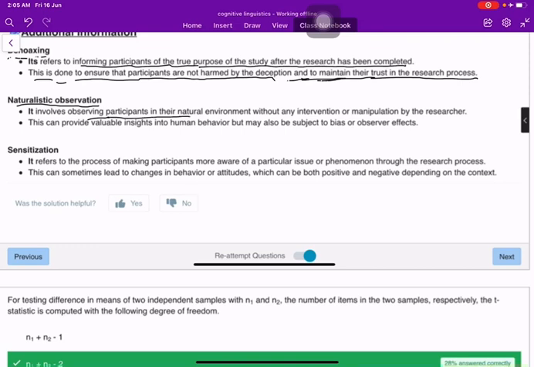Now, naturalistic observation involves observing participants in their natural environment without any intervention or manipulation by the researcher. This can provide valuable insights into human behavior but may also be subject to bias or observer effects.